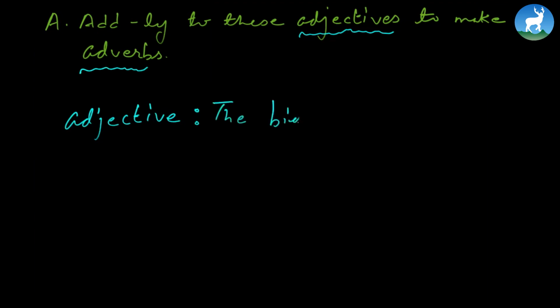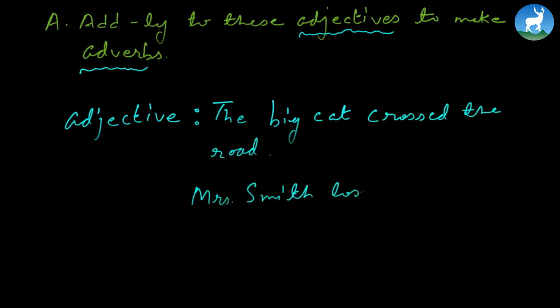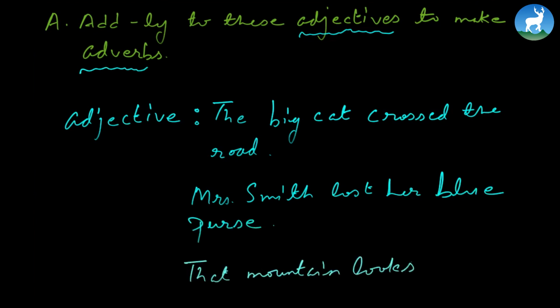The big cat crossed the road. Mrs. Smith lost her blue purse. That mountain looks tall. Now let's look at these sentences here. Here I'm going to circle or underline big. Here I'm going to underline blue. And here I'm going to underline tall. I have underlined these words because they are all adjectives. And why are they adjectives? Because they are, in a way, describing or defining or giving a better definition to the noun, which is cat here.